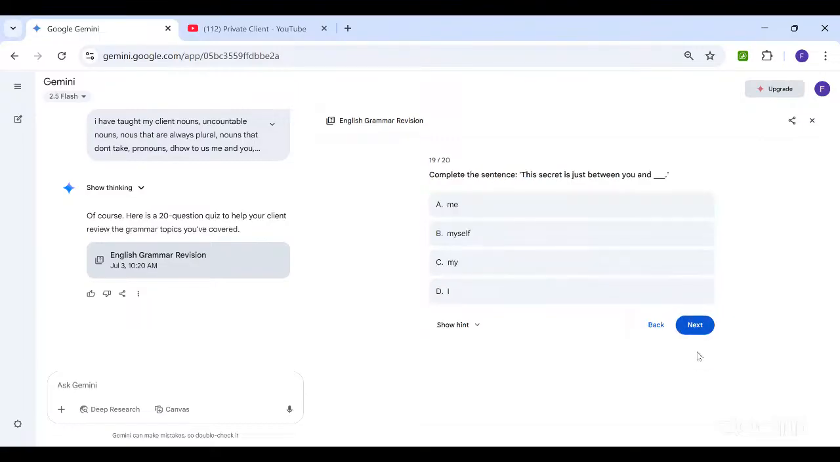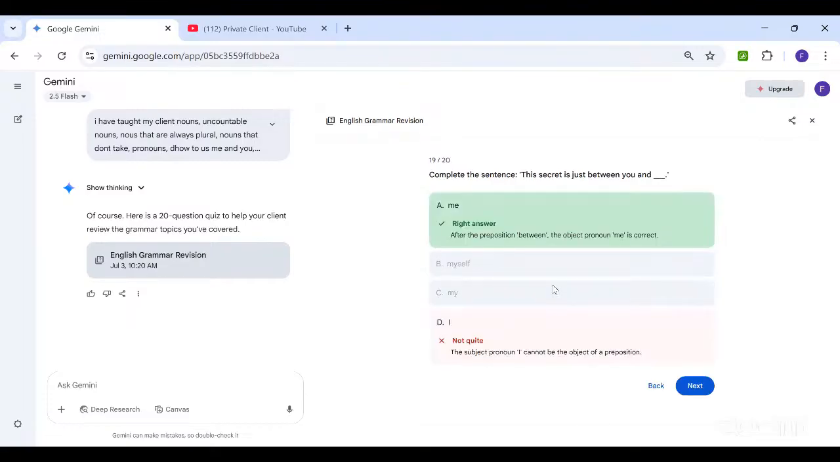Complete the sentence. This secret is just between you and I. You cross you, we. Can you see it? You and I equals we. So it can be the secret between you and me.